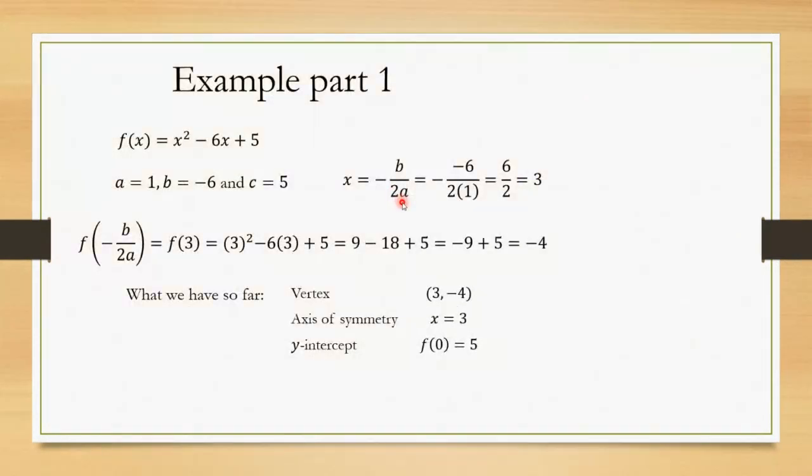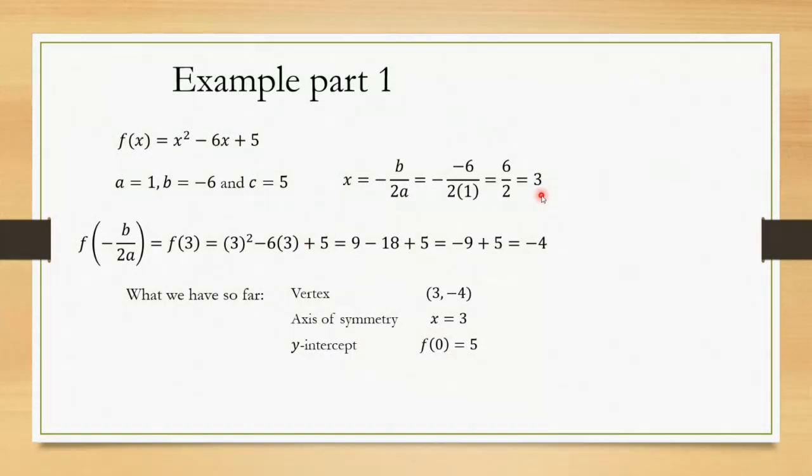So we get negative b over 2 times a. This is equal to negative 6 over 2 times 1. I'm pointing at the wrong thing, sorry. I meant to point at this. And so we get negative 6 over 2, which is 6 over 2, double negative rules. You get 3.